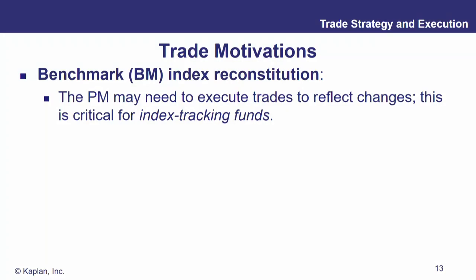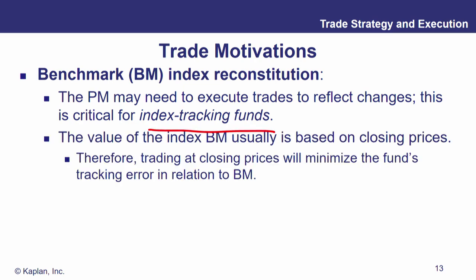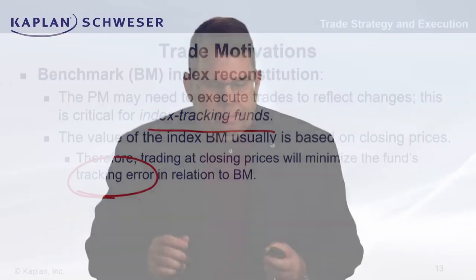Okay, so let's talk a little bit about benchmark index reconstitution. So if you have tight risk tracking error methods, you're going to need to execute trades sometimes very quickly to continue to match that index fund. So the value of this benchmark is usually based on closing prices. Therefore, if you trade at closing prices, you're going to minimize tracking error in relation to the benchmark.